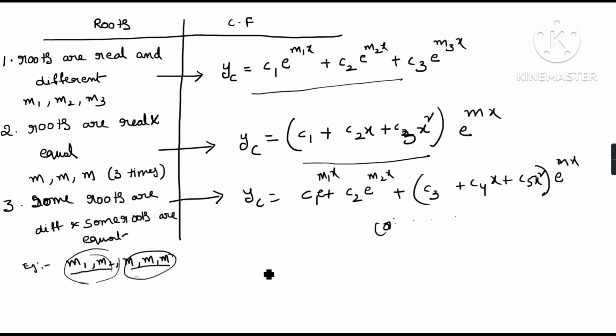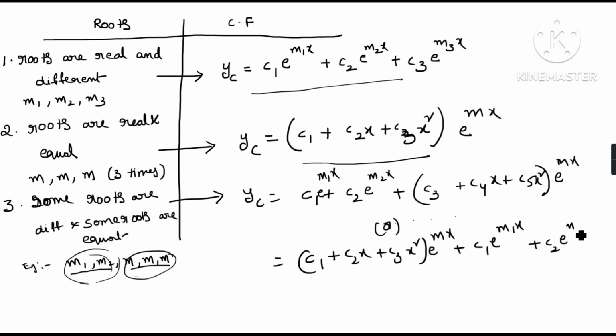Or else you can take like this. (C1 plus C2x plus C3x square) into e power mx plus C1 into e power m1x plus C2 into e power m2x. Like this also you can write the complementary function.